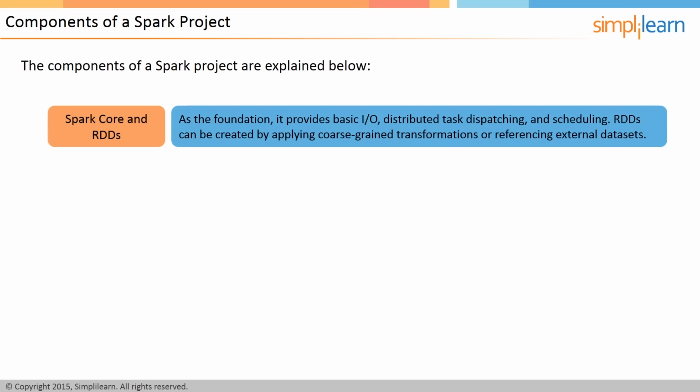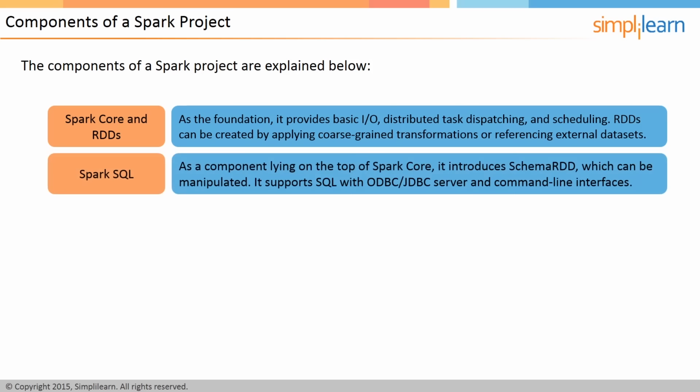SparkSQL is a component lying on the top of Spark Core. It introduces Schema RDD, which is a new data abstraction and supports semi-structured and structured data. This abstraction can be manipulated in Java, Scala, and Python by the SparkSQL-provided domain-specific language. In addition, SparkSQL supports SQL with ODBC/JDBC server and command-line interfaces.